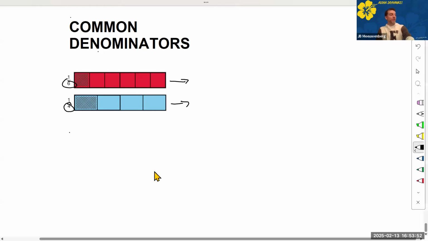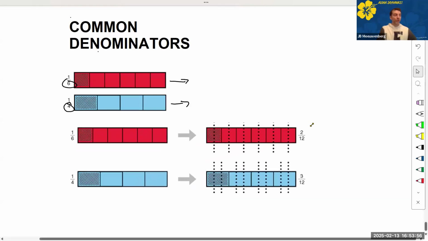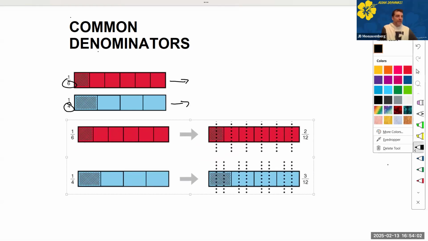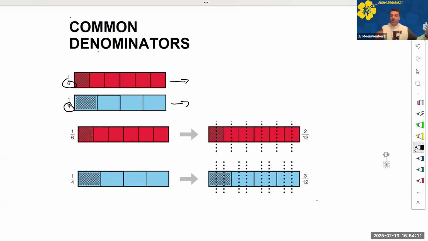When you're done, you've probably created something that looks like this, those orange manipulatives. What we did here was take the red ones and cut them each in half, turning it into 2/12. With the blue ones, we cut them into thirds, changing it into 3/12. Now we can see they have the same denominator, right? So that's the idea of getting these common denominators.